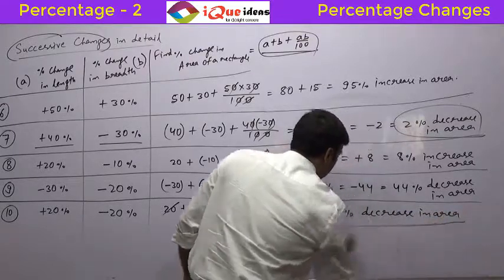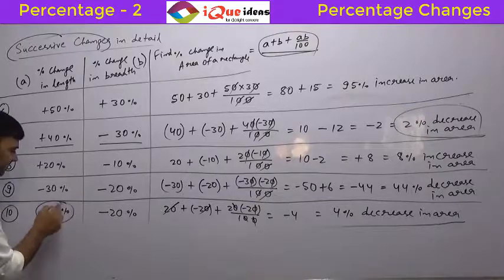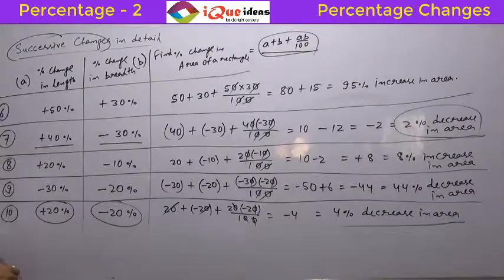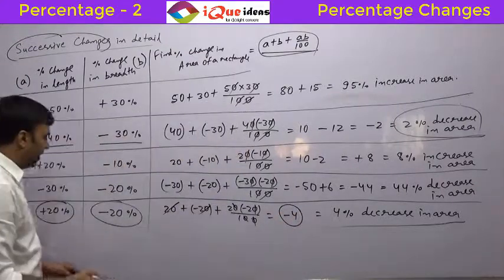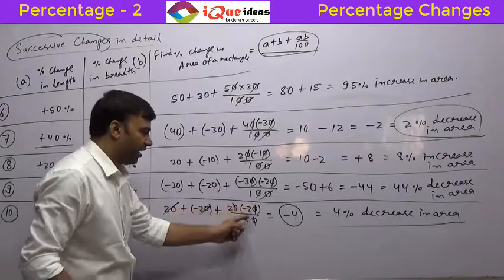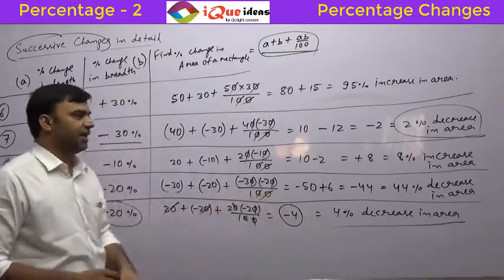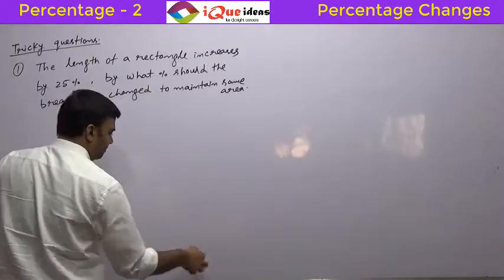Okay. That also tells us if there is any value which increases and decreases by the same percentage, there will always be a decrease which will be the square of this number by 100. As you can see, 20 into 20, 400 by 100 is 4. And this will always be a decrease. That we'll discuss later on also in some other topic. Okay. Now let's take some tricky questions.